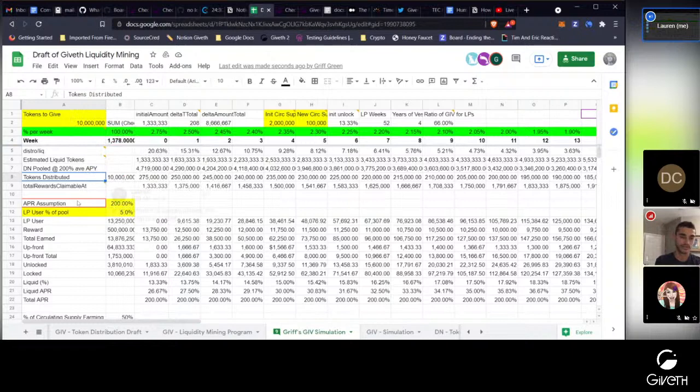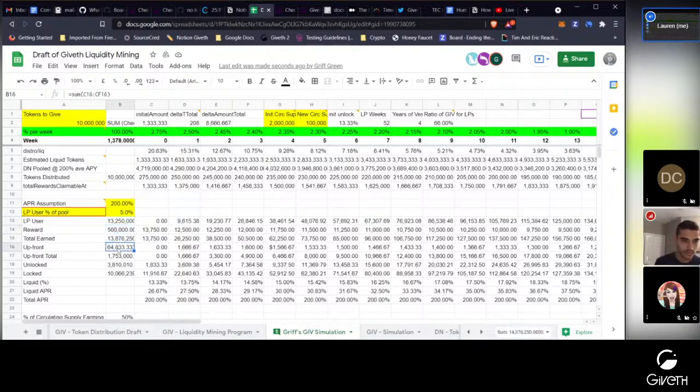So this is the first direction: let's pick an APR and then see what percentage of the total circulating supply would have to be locked. And that's this first set. It assumes there is one user who has a percent of the pool, and of all pooled tokens, this user has 5% of them. So they have 5% of the liquidity in our pool. This is the whale, right? And then let's see what happens. What is their experience?